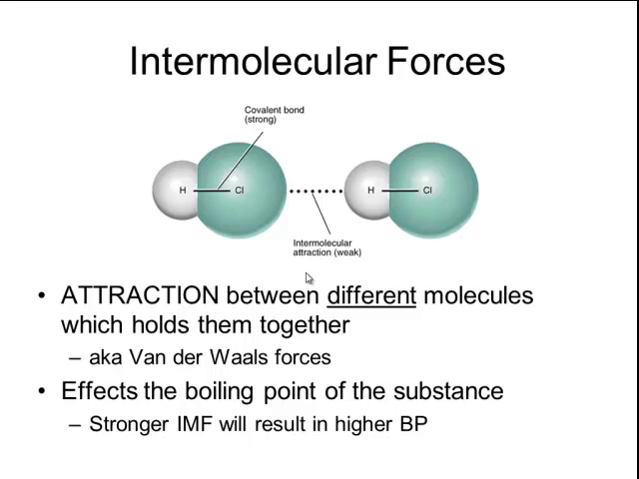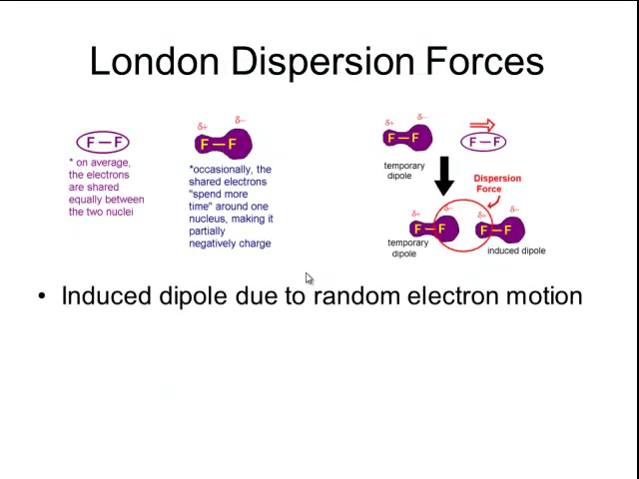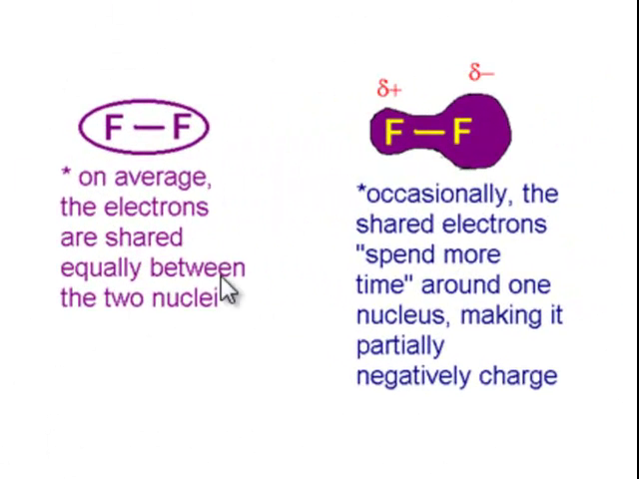There are three types of intermolecular forces. The first type is called a London dispersion force. A London dispersion force is also called an induced dipole. How this works is in a fluorine molecule, we have a non-polar chemical bond because the electronegativity of the two fluorines is exactly the same, and the electron cloud will be equally shared between those two atoms.